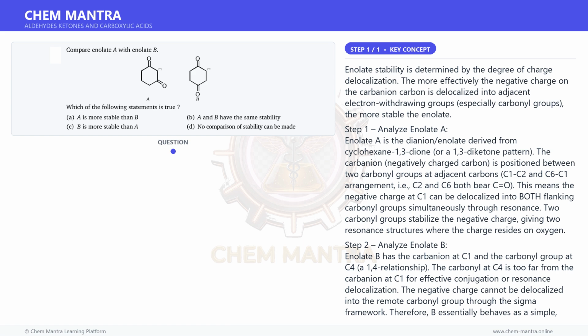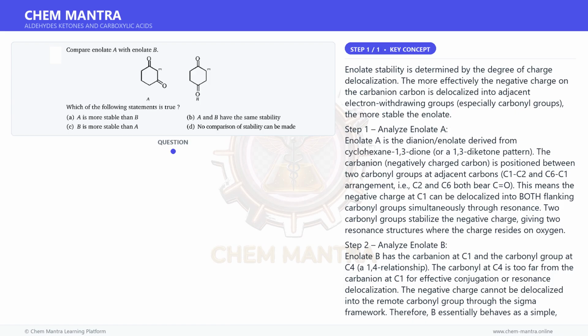The negative charge cannot be delocalized into the remote carbonyl group through the sigma framework. Therefore, B essentially behaves as a simple, unconjugated carbanion with no significant stabilization from the carbonyl.